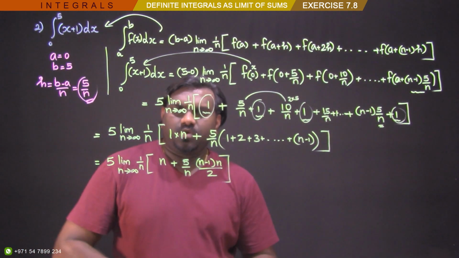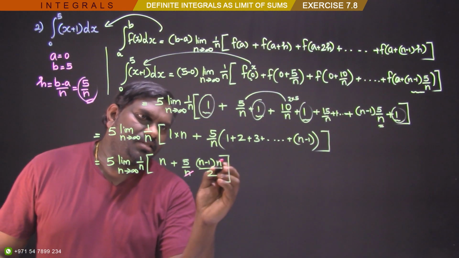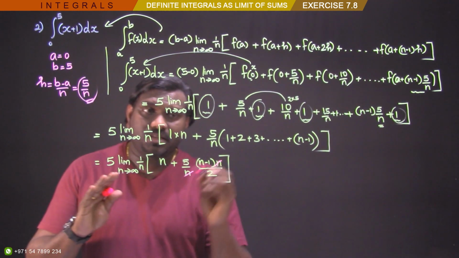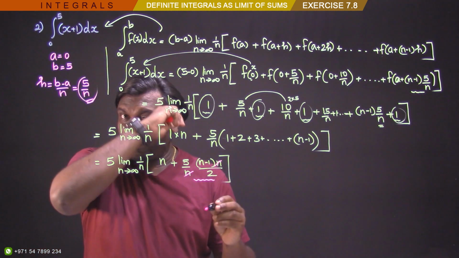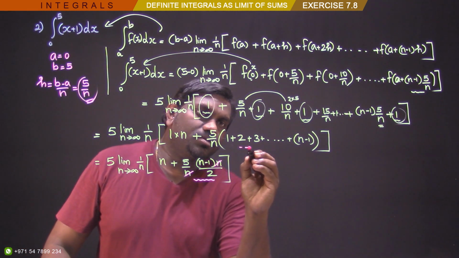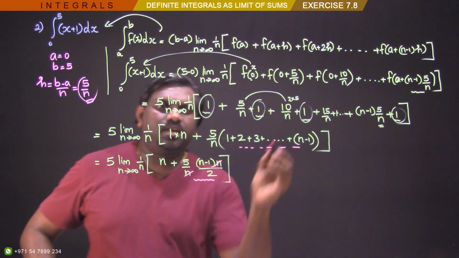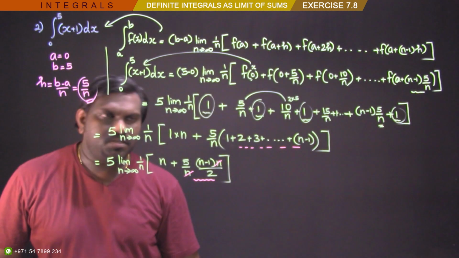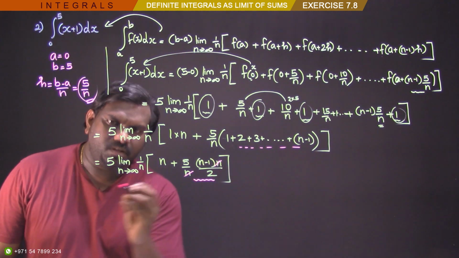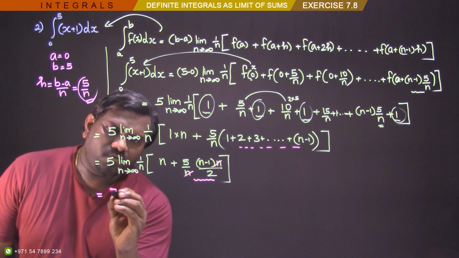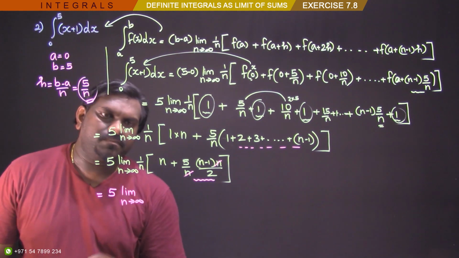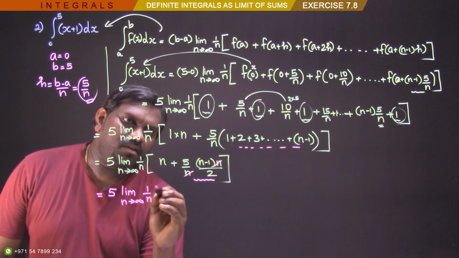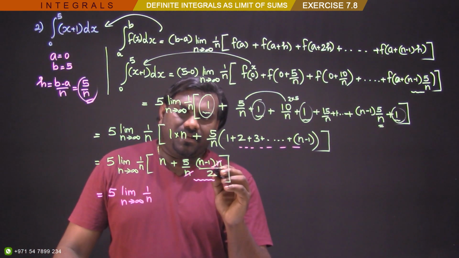So when you know this, you can cancel these two. What is this formula? It is nothing but the sum of n natural numbers, all these ones. The sum of those natural numbers is this formula. This is equal to 5 limit n tending to infinity 1 by n, and from here let's see.